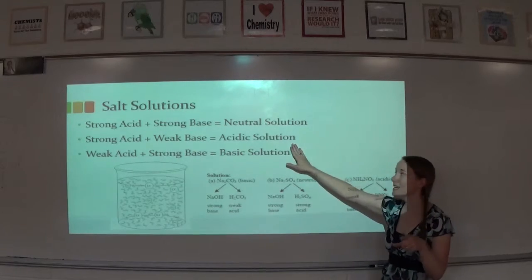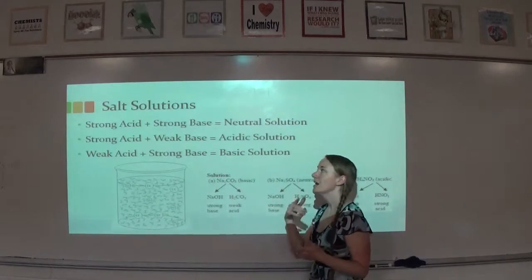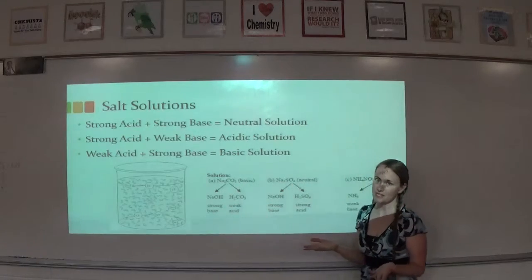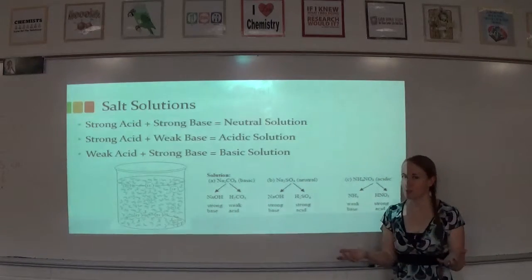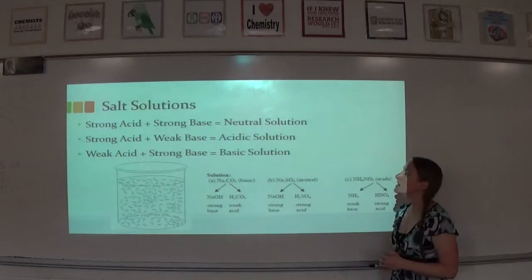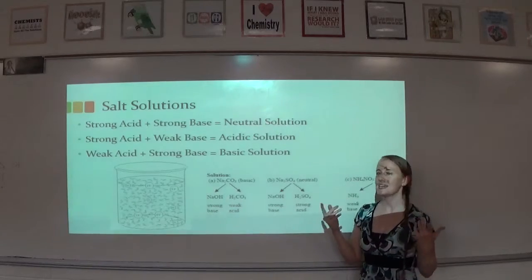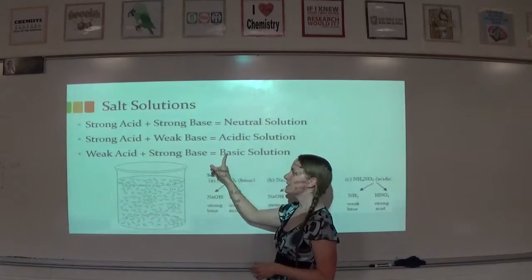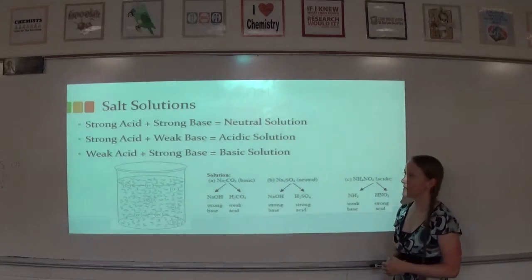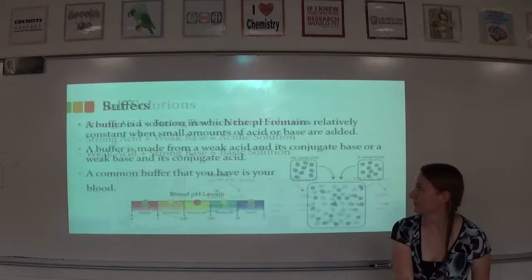Now a lot of you like to think it's the strong acid that makes it acidic, but actually it's the conjugate acid that the weak base makes. However you need to remember it, just make sure you get it right. Next, a weak acid and strong base will make a basic solution. Again, it's not because the base is strong that makes it basic, it's the conjugate base that the weak acid makes. So that's how you can tell. We'll look at a few examples in a minute.